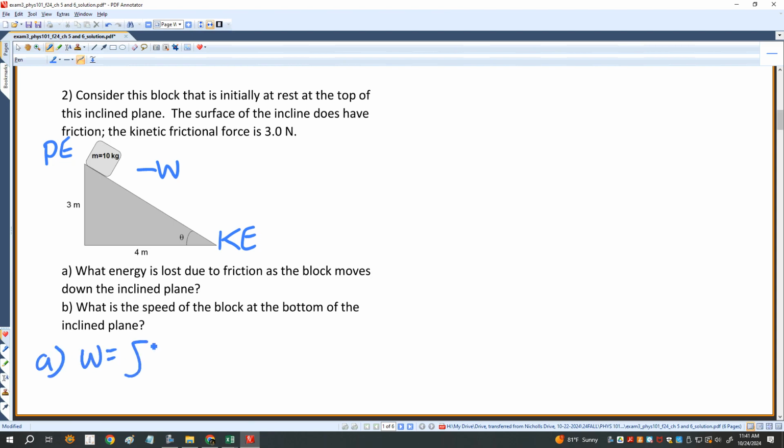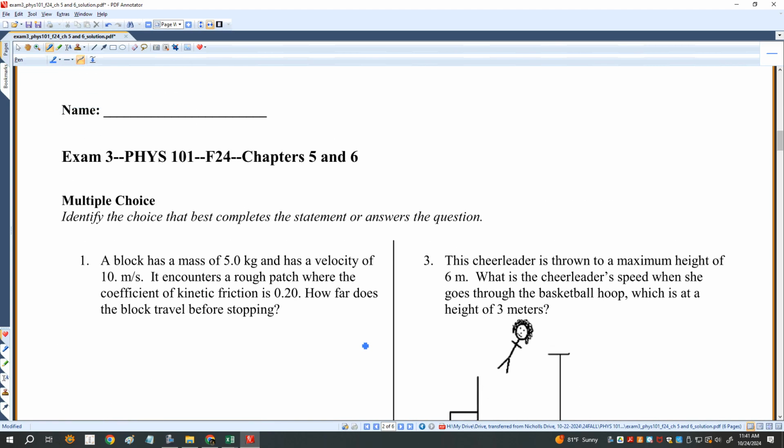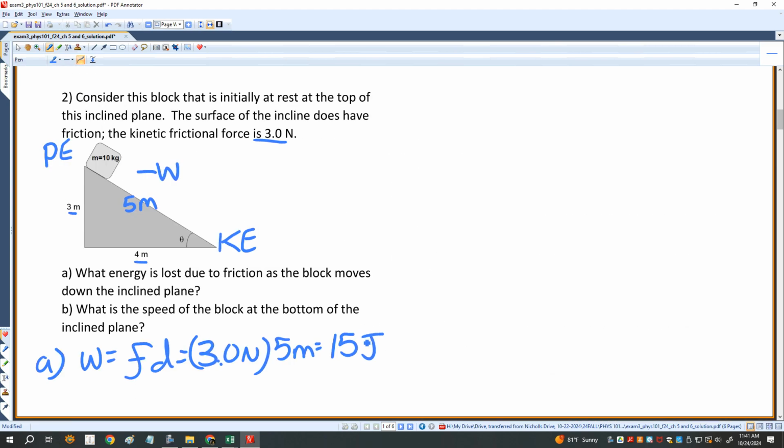That energy is equal to F times D. I tell you here, the kinetic frictional force is just 3 newtons times the distance. This is a 3, 4, 5 triangle, so 5 meters. So it loses 15 joules of energy. Then I want to know the speed of the block at the bottom of the inclined plane.